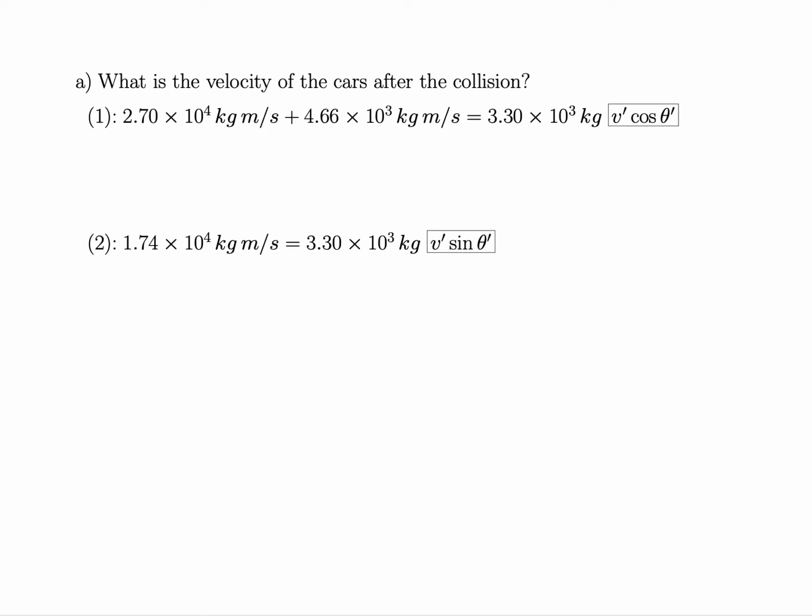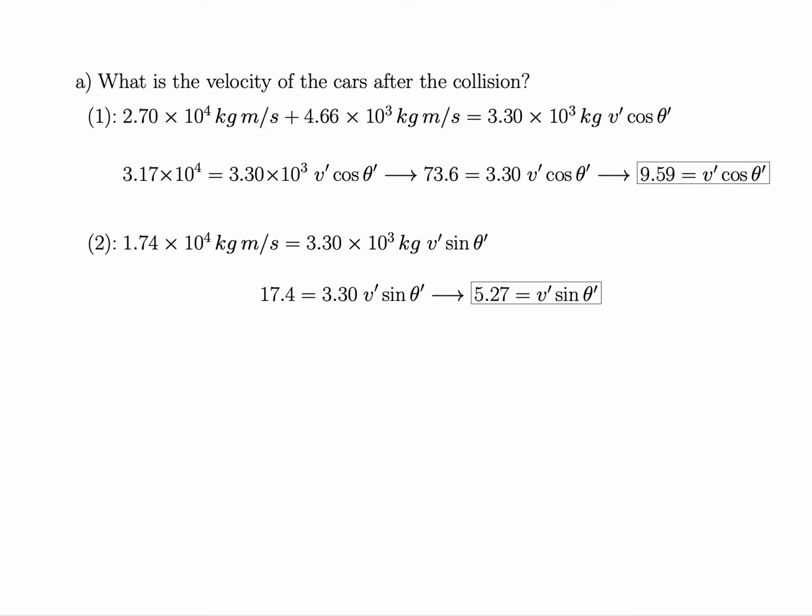Now, in order to solve those two equations for v prime and theta prime, I think it's important to simplify them. There's two ways you can simplify them. First, you can combine like terms, and also drop out the units for now. If we have everything in SI units, the answer will come out in SI units. So here's what I get when I simplify things a little bit.